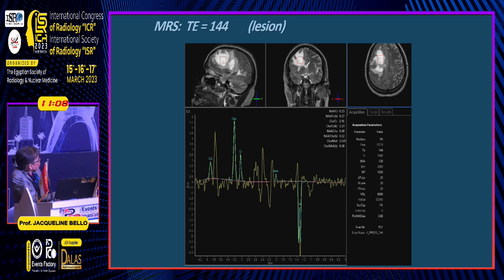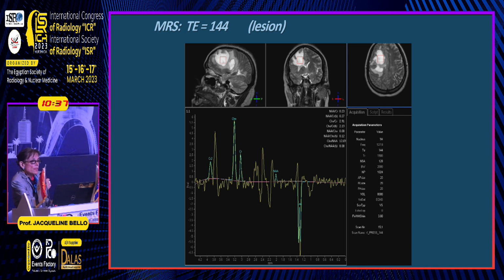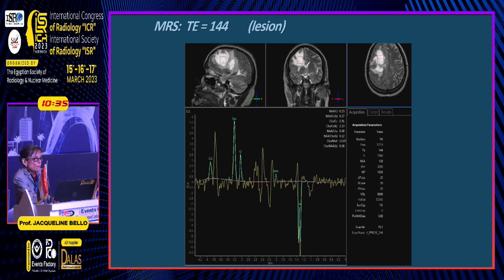Choline much higher than creatine. Choline is a marker for cell turnover. NAA decreased, loss of neuronal elements. And we have an inverted peak at 1.3 parts per million using a TE, pay attention, of 144. An inverted double peak at 1.3 parts per million is lactate. So put this together with high membrane turnover, loss of neuronal elements, and necrosis.